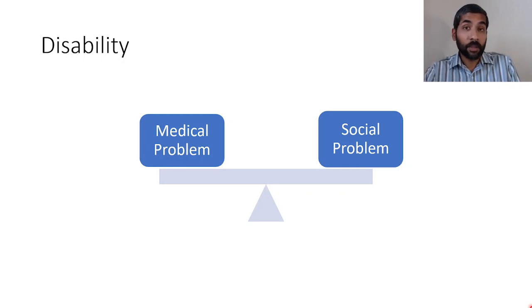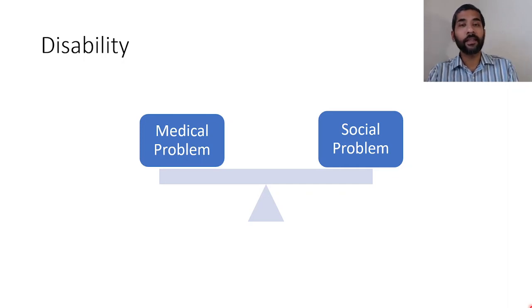Now, people have thought about disability quite a lot, okay? And disability is not just a medical problem, right? Of course, it starts with a medical problem in the sense that there is something that is not all right, but it's also a social problem. Okay, let me give you an example.